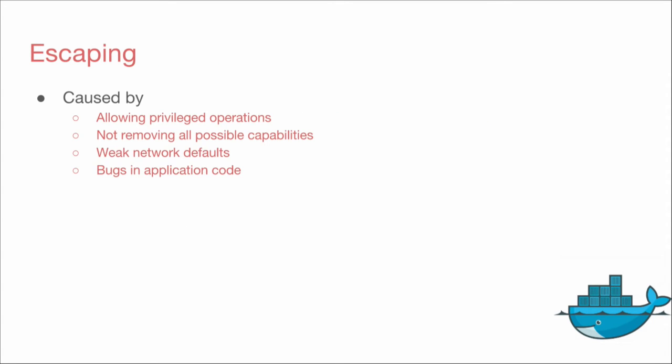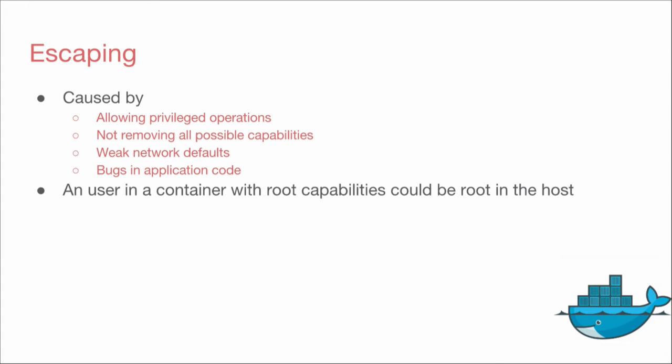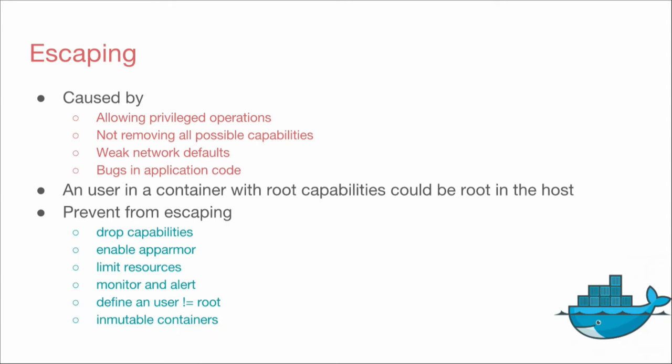And escaping is another concern. This is caused by allowing privileged operations, not removing all possible capabilities, weak network defaults, and obviously buggy application code. It means that containers sometimes have a lot of capabilities, and if you add other capabilities that you may not need, this could be a problem. Remember that a user in a container with root capabilities could be root in the host. So how can you prevent this?